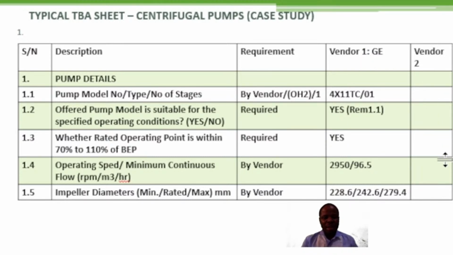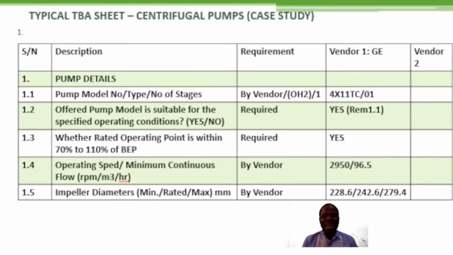For vendor 2, if it is yes, you will indicate, because this criteria will be the one that you will have to look at one after the other to confirm the technical acceptability of the model he is intending to supply to you. So the performance curves, of course, of the pumps must have been furnished by the vendor along with the proposal.